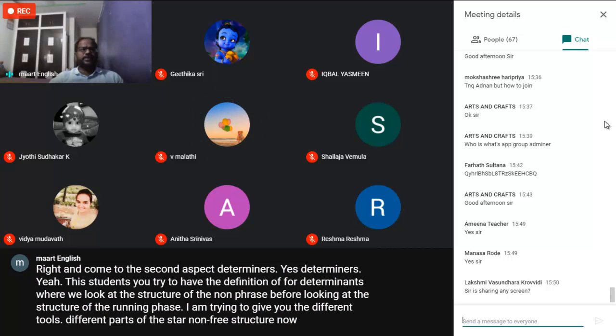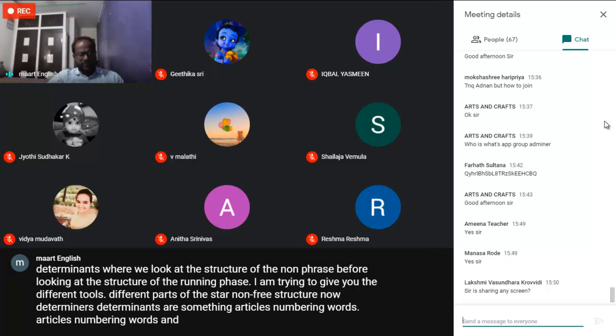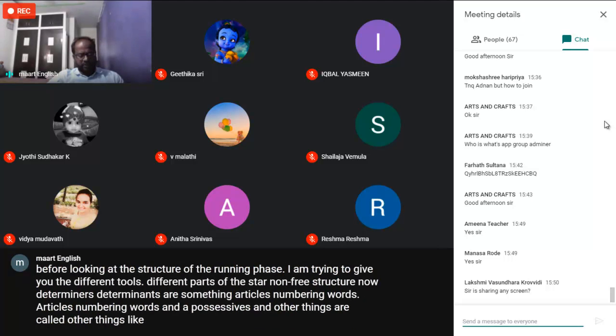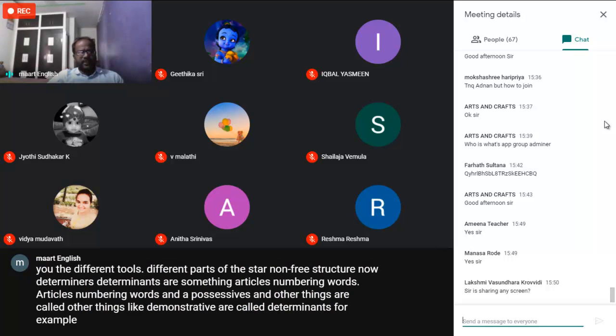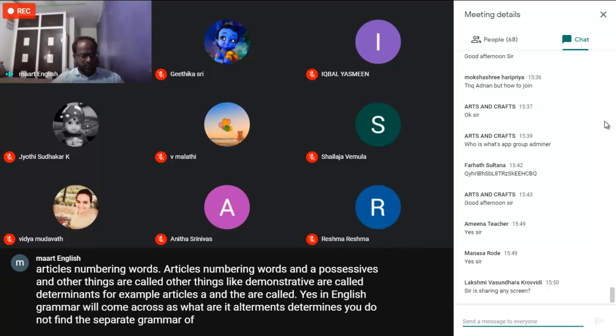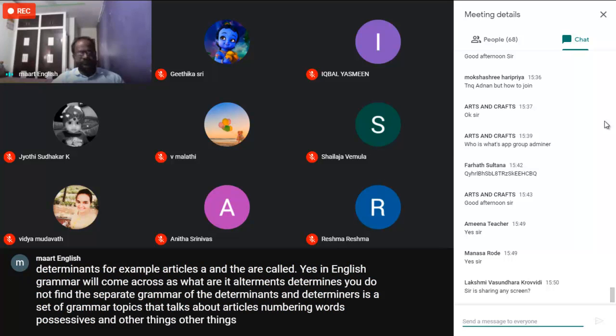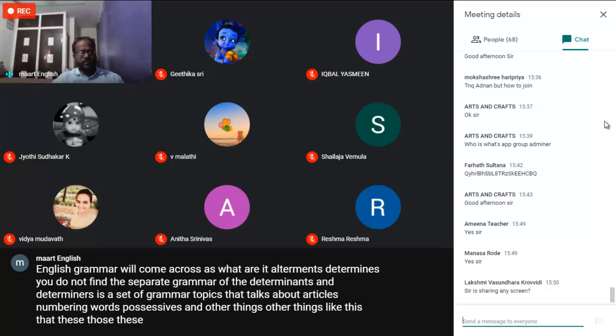Determiners. Articles, numbering words, possessives, and other things like demonstratives are called determiners. For example, the articles a and the. In English grammar we come across determiners, but you do not find a separate grammar topic for them. Determiners are a set of grammar topics that talks about articles, numbering words, possessives, and other things like this, that, these, those. These are demonstratives. These are called determiners in English grammar.